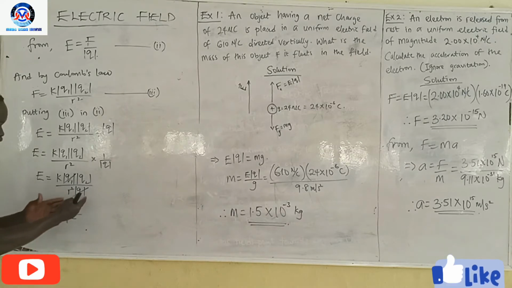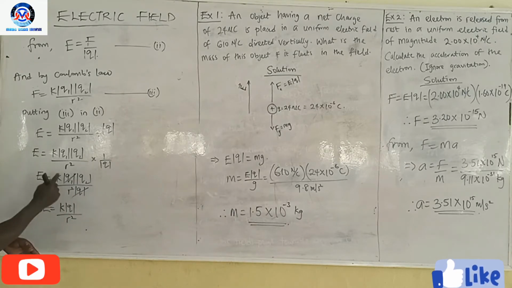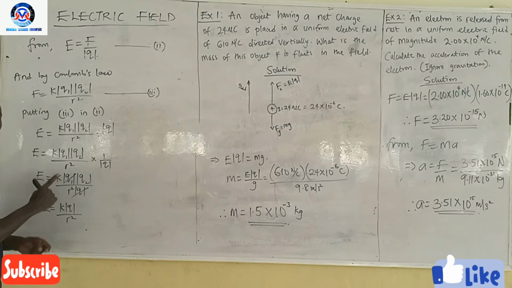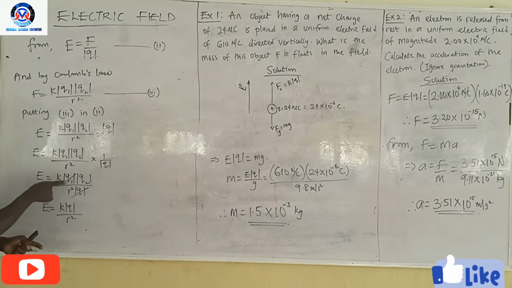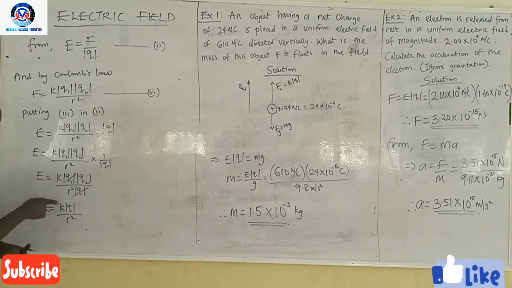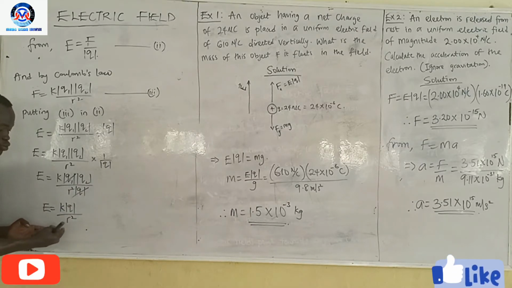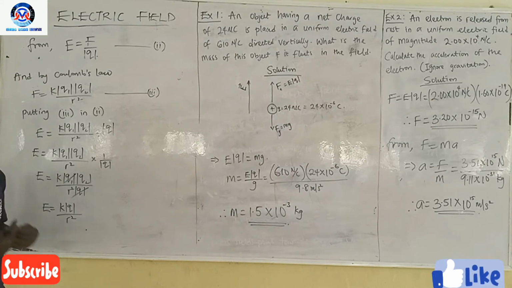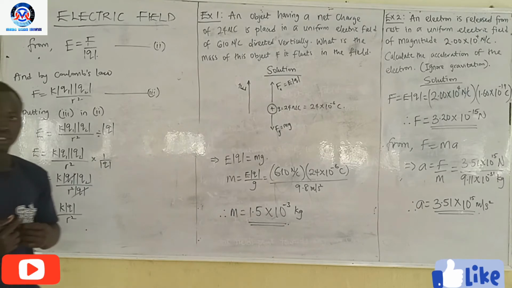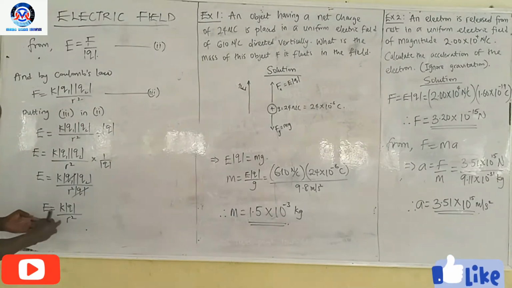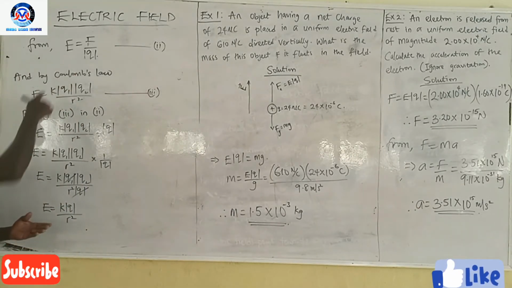So, this magnitude of Q in the denominator, we cancel one of the magnitudes of Q in the numerator, and finally we have that the magnitude of the electric field is K multiplied by the magnitude of Q over R squared. This is the magnitude of an electric field produced by this charge Q. And the magnitude of this electric field is the same as the magnitude of the electric field here.